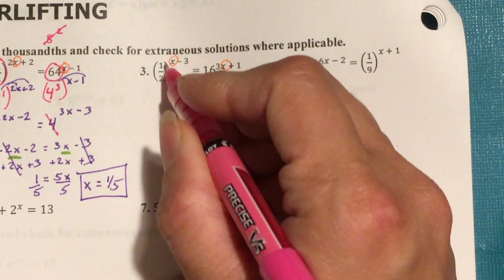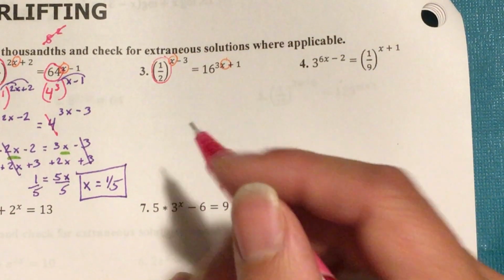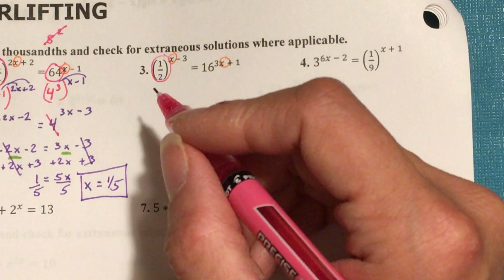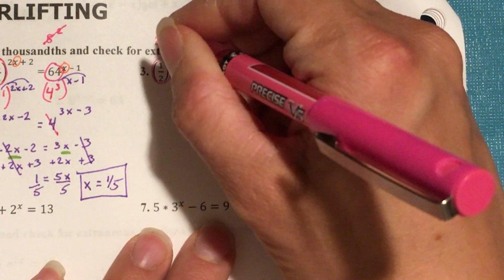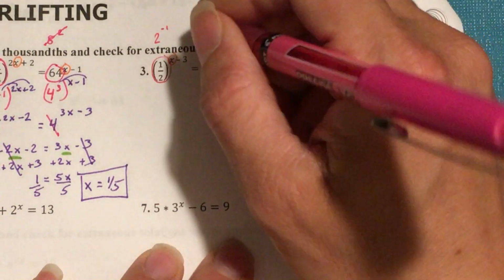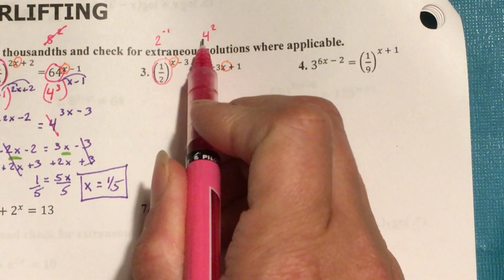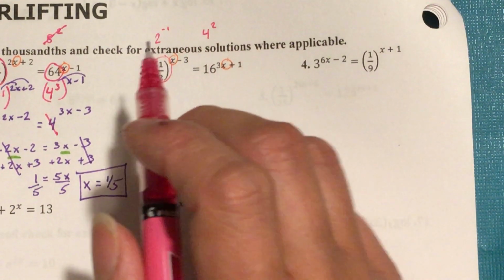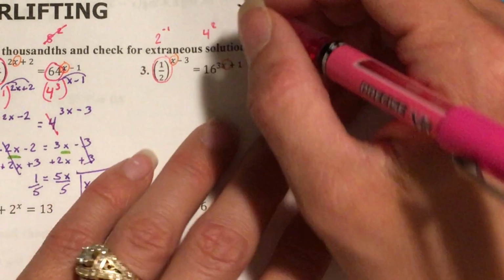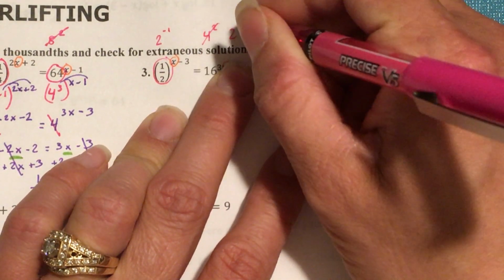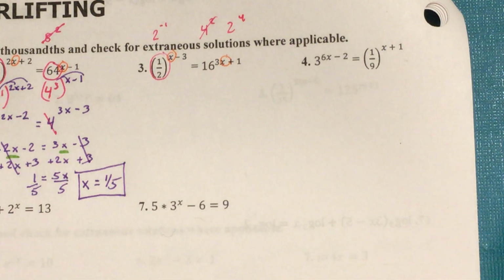So if I look at 1/2, the only way I can rewrite that as a smaller base is 2 to the negative 1. Now 16 I could write as 4 squared. But since I can't write those as the same base, 4 squared isn't going to work for us. So instead, we would want to use 2 to the 4th. Now, I recommend that you work through this one yourself, so pause the video here.